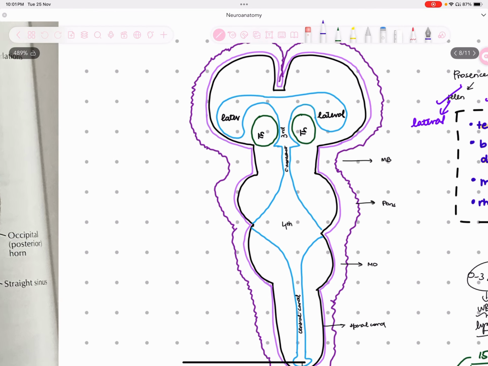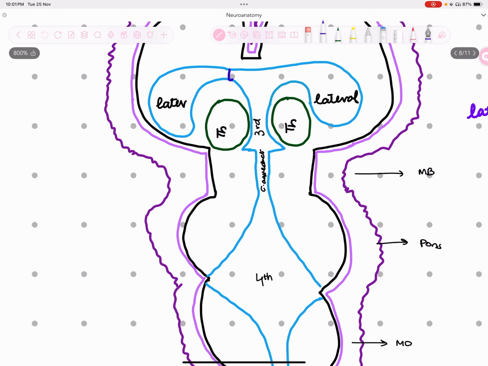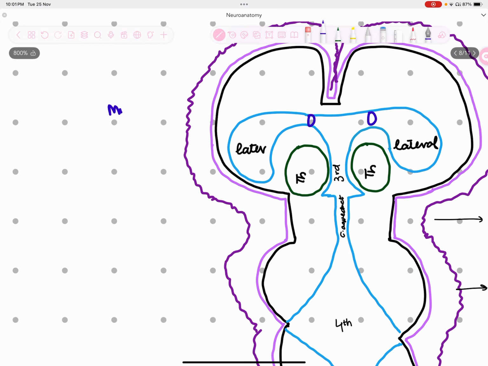Okay, continuing. There are a few structures which are really important. From the lateral ventricle to the third ventricle, the cerebrospinal fluid travels via the foramen. And which foramen is it? Foramen of Monro. So foramen of Monro, very important.